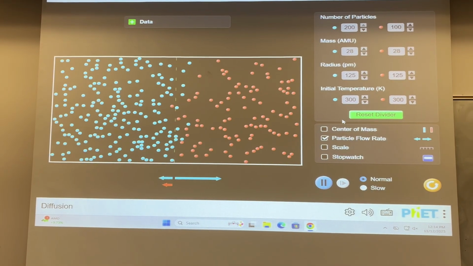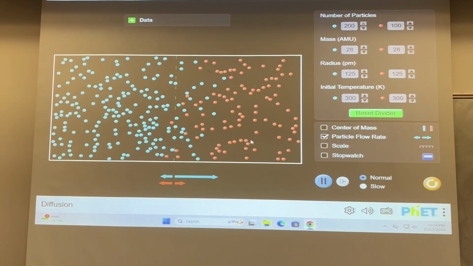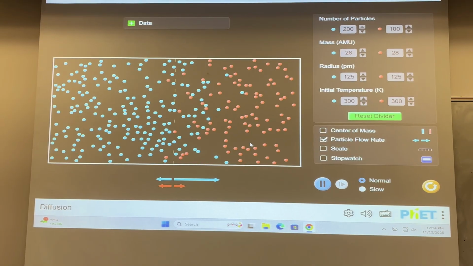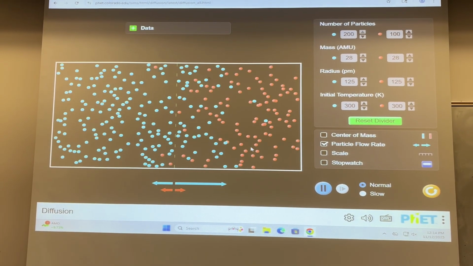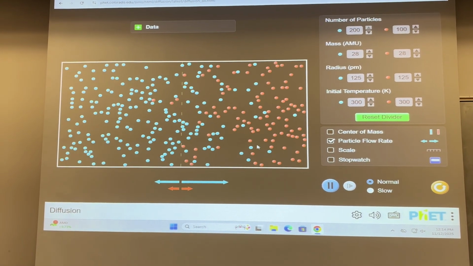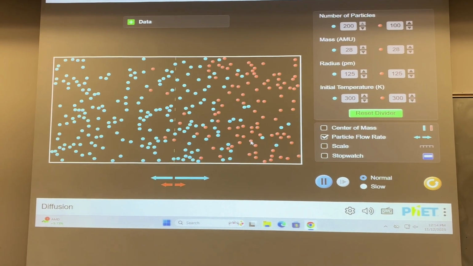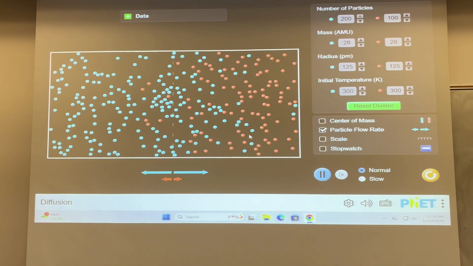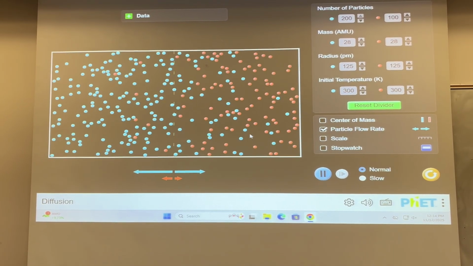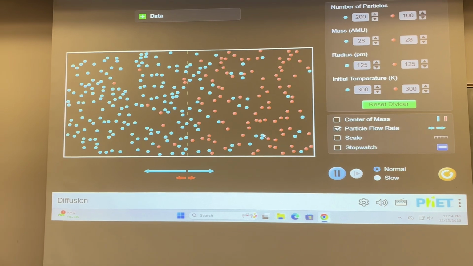As we remove the divider, we can see that most particles are moving to the lower concentration. However, there are also particles moving to a concentration that is higher, as this is diffusion, and does not just go from large to small. Some particles also go from the small area to the large area. However, most are going from large to small.